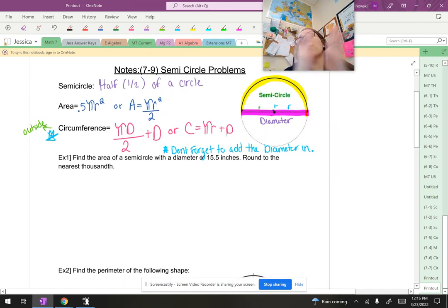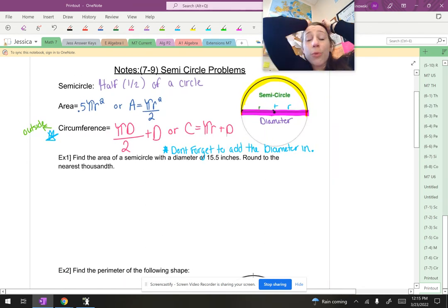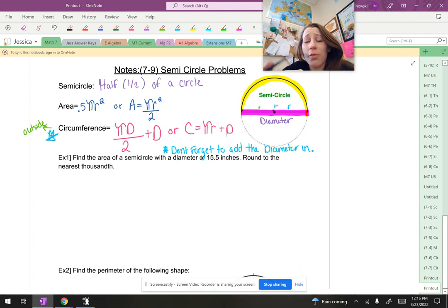So again, make sure you're looking up your formulas. I can't help you any more than giving you these formulas and making sure that you have them written down correctly. All you need to do is look them up and write them down.